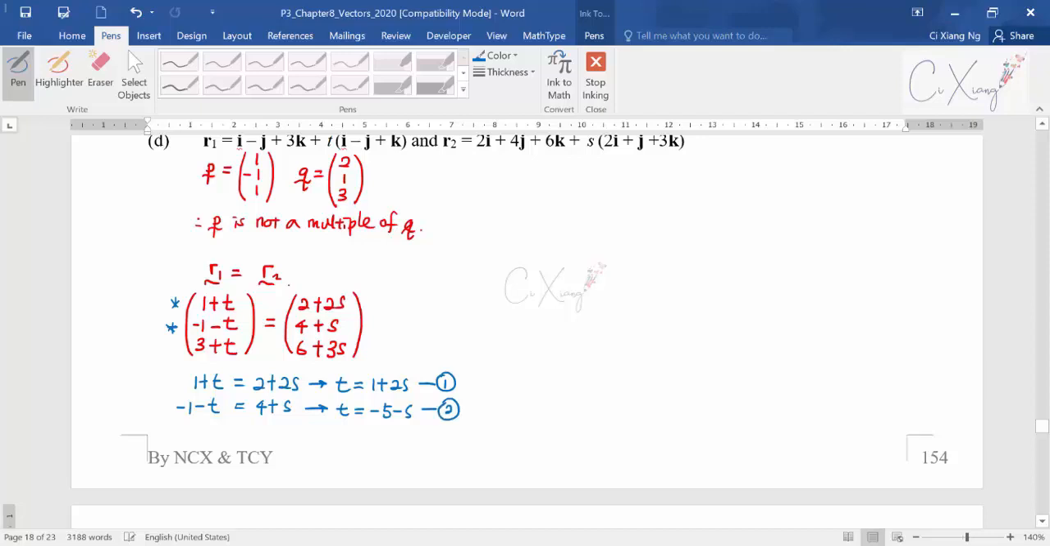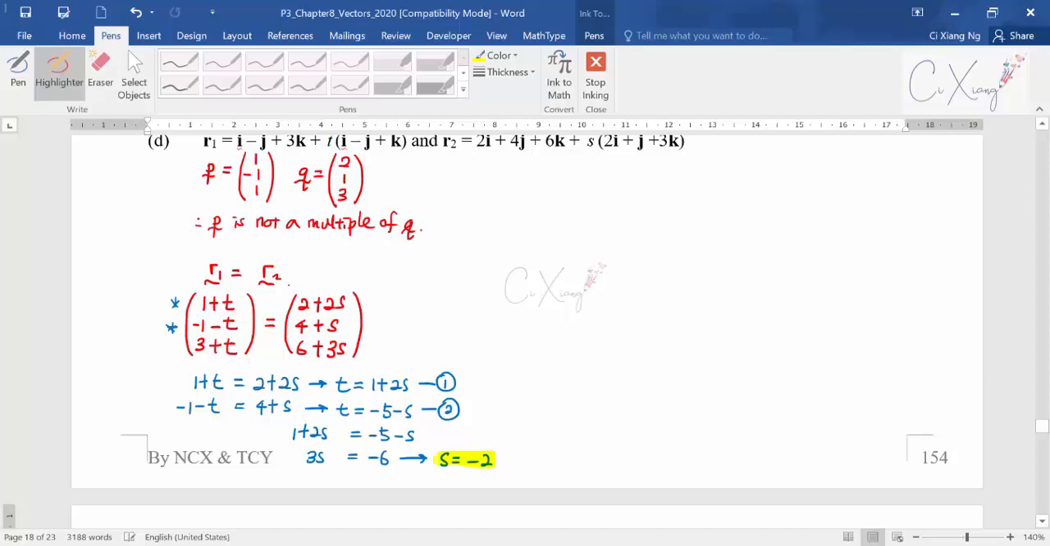Okay, so I try to solve the simultaneous equation. So 1 plus 2S is equals to negative 5 minus S. So 3S is negative 6 and therefore your S equals to negative 2. So this is the value of S.